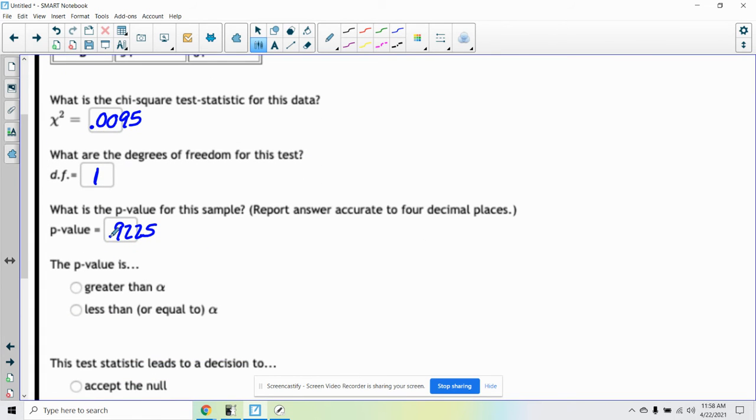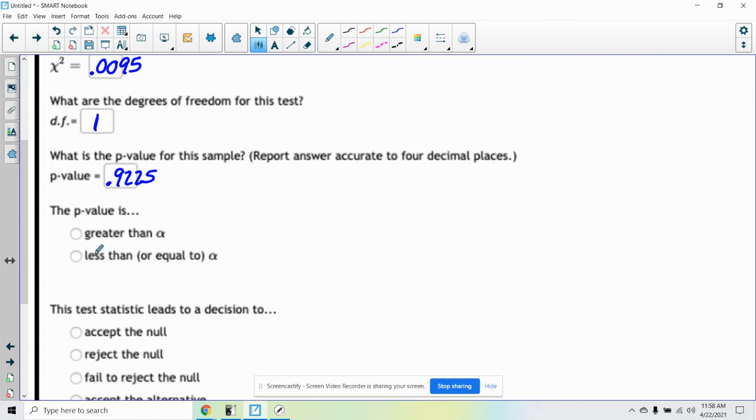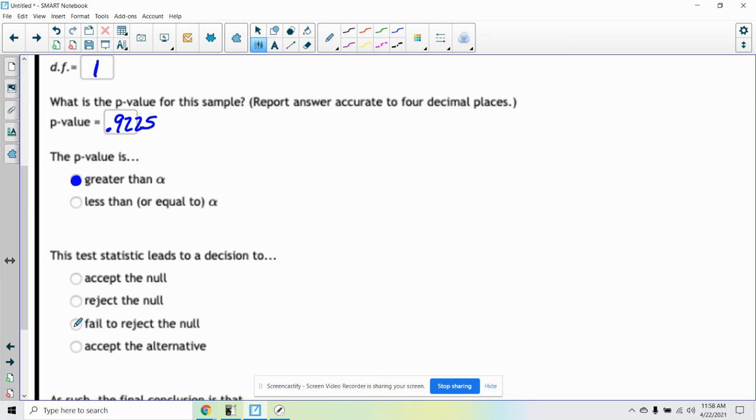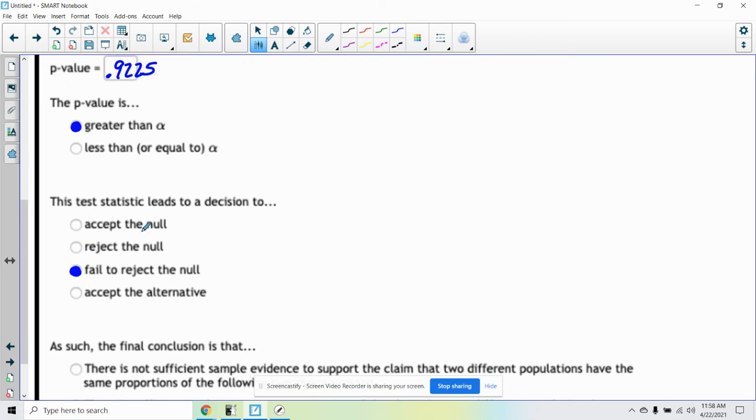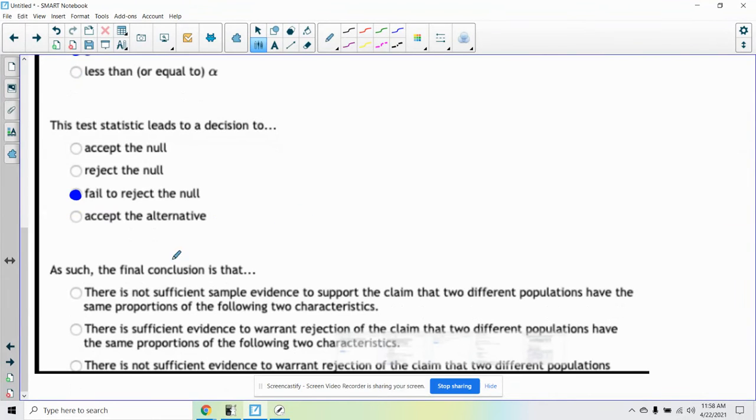Basically 1. The p-value is greater than alpha. So we fail to reject the null because p is higher than alpha. Okay. Fail to reject the null. There's not sufficient evidence to support the claim of the alternative.